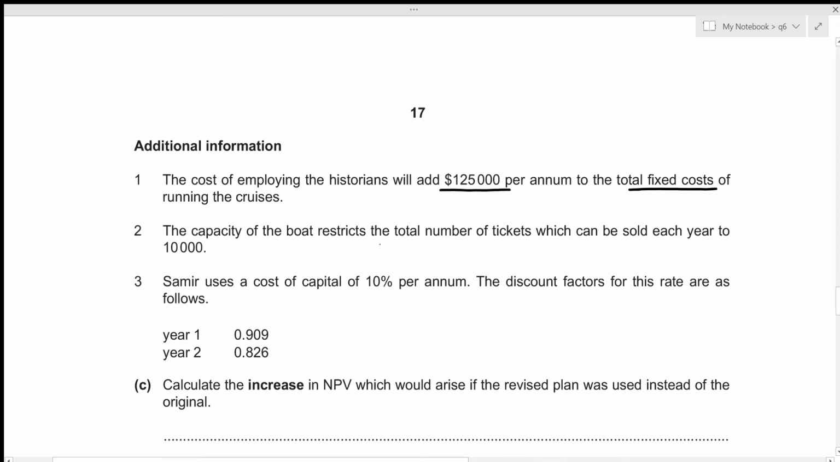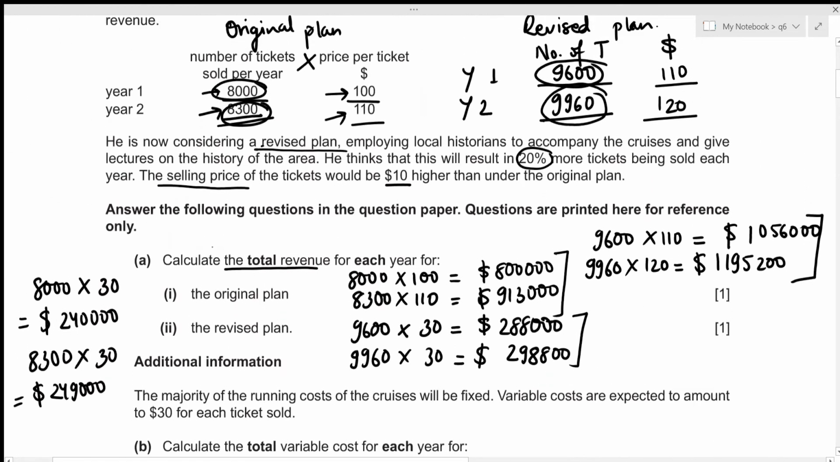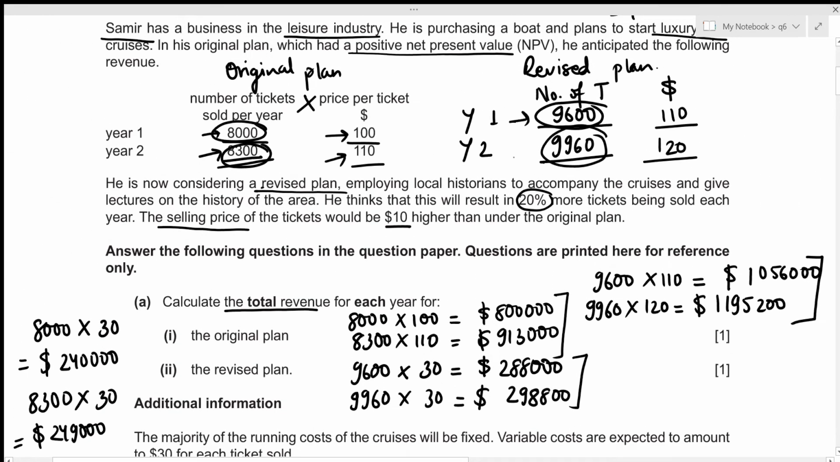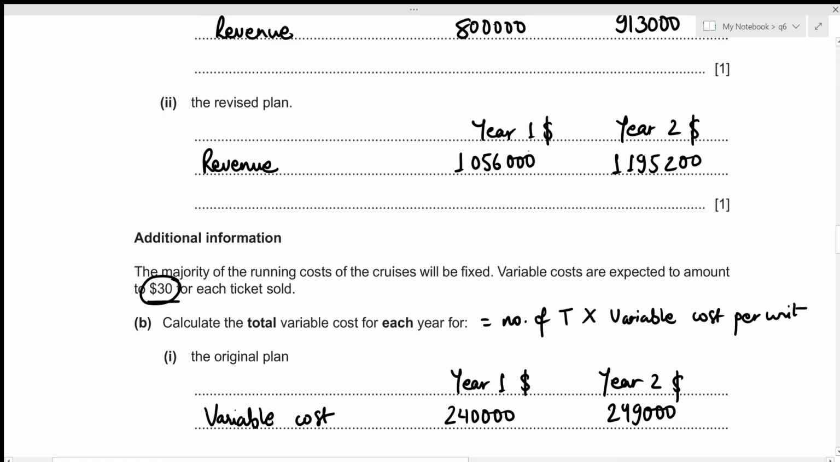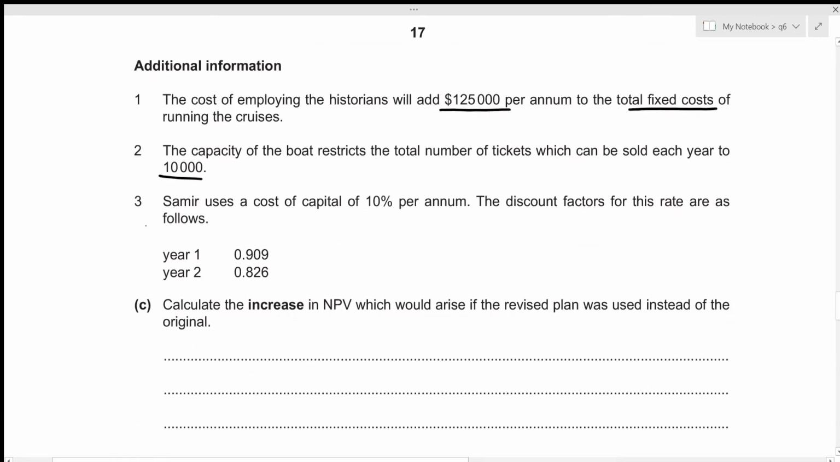Then the capacity of the boat restricts the total number of tickets which can be sold each year to 10,000, and this won't be a problem because we know that even under the revised plan, the number of tickets sold each year does not cross 10,000. Let's have a look above. We can see that it is 9,600 and 9,960, which is less than 10,000. So we do not have to worry about the second information. Then for the third information, we are given that Samir uses a cost of capital of 10% per annum. So this will be the interest rate at which we will apply our discount rate. Then the discount factors for this rate are as follows. For year 1, it is 0.901, and for year 2, it is 0.826.